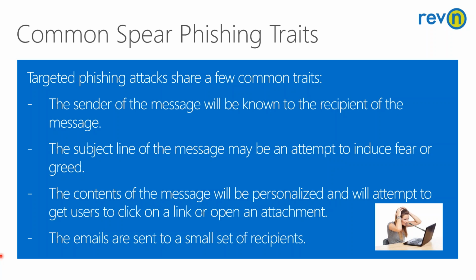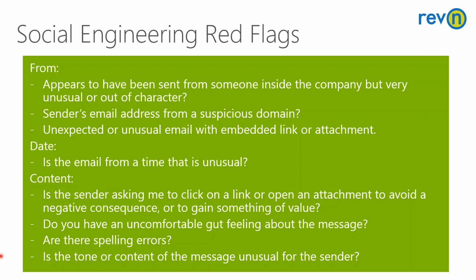And some flags on spear phishing using social engineering can be seen from the from address. It appears to have been sent from someone inside the company, but it's unusual for that person. It's out of character. They don't usually ask for that type of thing, or you don't have that type of relationship with them. The email address, if you look closely, is from a suspicious domain. Maybe it's company.net instead of company.com, or maybe they have a 0 instead of an O in the word company. The email is unexpected, with a link or attachment asking you to do something. It's not something you're expected to do or usually do.